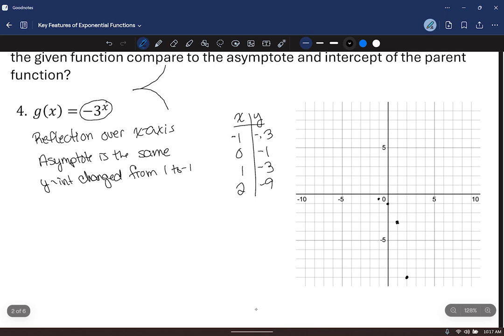Now remember, you do have an asymptote here at 0. So when you come up here, make sure you don't cross that. And put arrows on the ends.